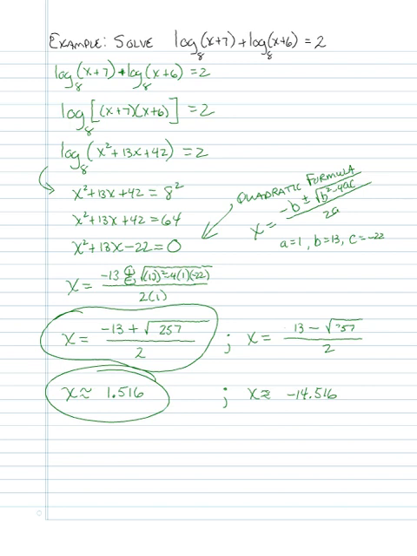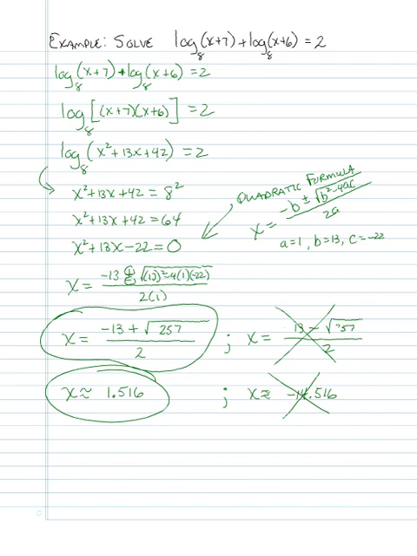On the other hand, if x is negative 14 something, then x plus 7 is negative, and also x plus 6 is negative. And so this is not a good solution. It's an extraneous solution. So in this case, those would not be part of our solution. We would, as we've seen already, we would get approximately 1.516.